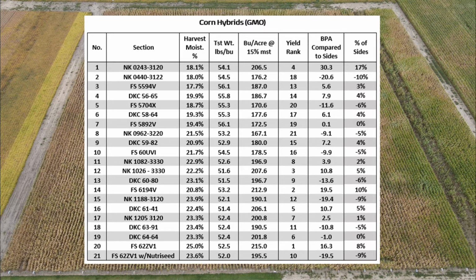The GMO corn hybrid plot yields ranged from 167.1 bushels per acre up to 215 bushels, for a total variance of 47.9 bushels. The three highest yielding hybrids were the FS 62 ZV1 at 215 bushels, FS 619 4V at 212.9 bushels, and in third place, the NK 1026 3330 at 207.6 bushels per acre.